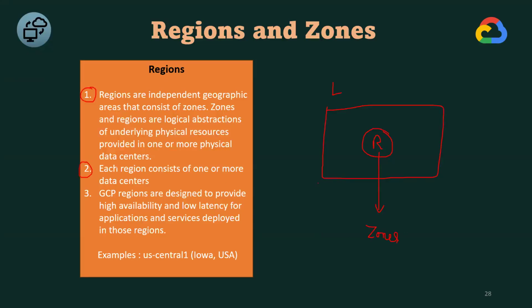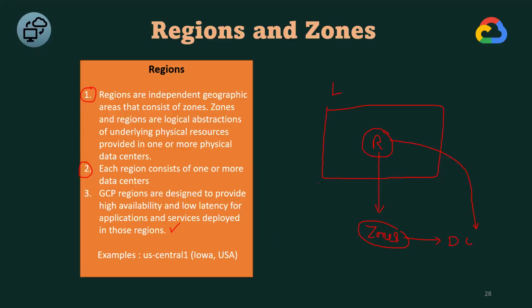Second point, each region consists of one or more data centers, because a zone is nothing but a data center. So each region is also a collection of zones, nothing but a collection of data centers. The main importance of the GCP regions and zones is to provide high availability and low latency for applications and services deployed in those regions. I will talk about this point.